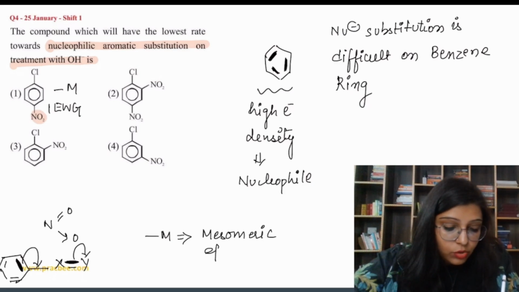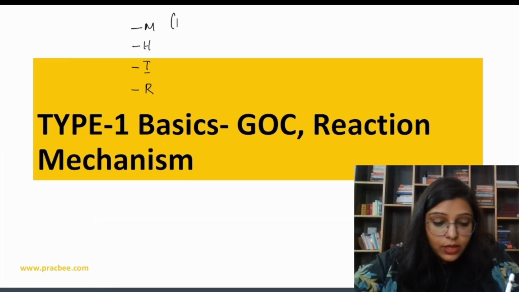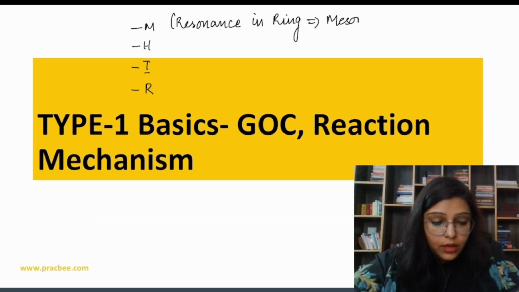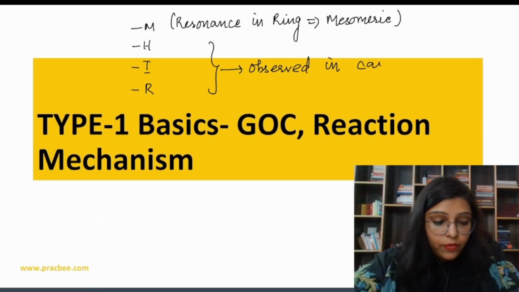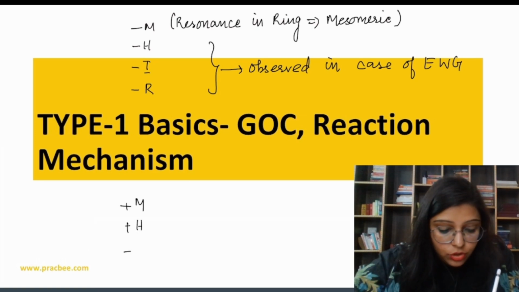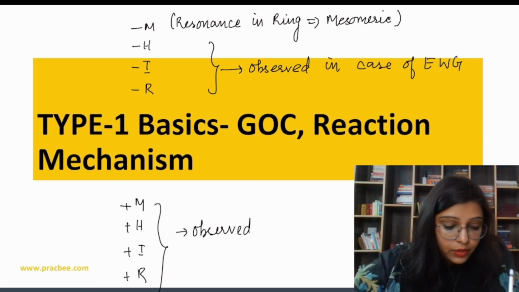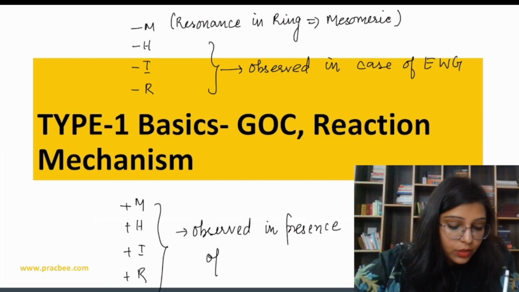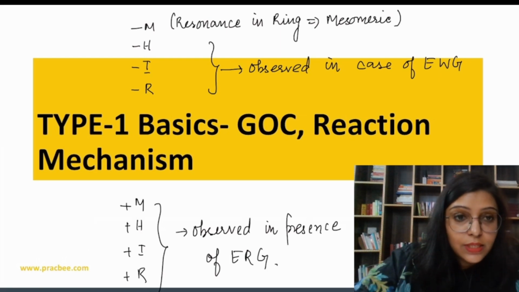Mesomeric effect. So first of all, we have different electronic effects. We can have minus M, minus H, minus I, minus R. Resonance in a ring system is mesomeric. All minus effects are observed in the presence of an electron withdrawing group. And if we have plus M, plus H, plus I, plus R, all these effects are observed in the presence of an electron releasing group. Due to these plus electronic effects, electron density on the ring increases.